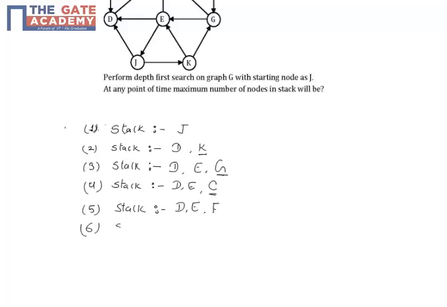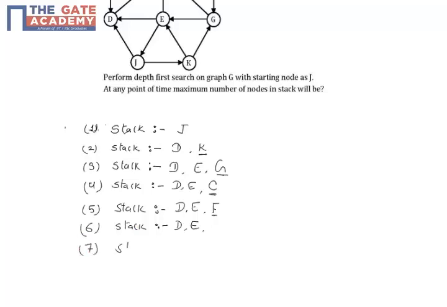In the sixth step, the stack combination will be d, e, and I'll process f, which is my stack top, and push all the neighbors of f. The neighbor of f is d, and d is already on the stack, so I will not include it in the stack. That means there is no push in this step.